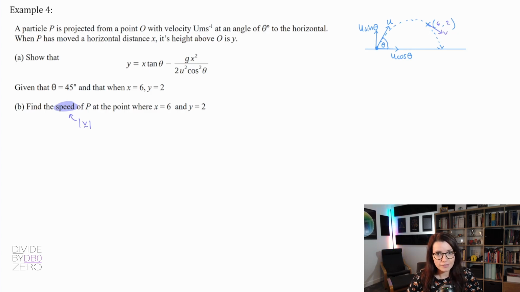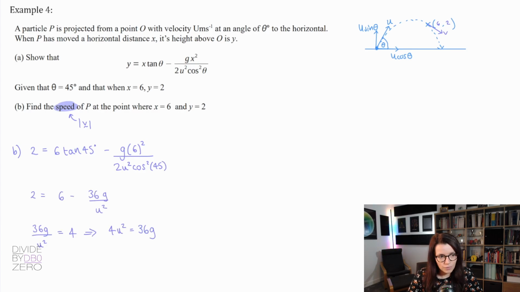Now, before we can find v, we should probably work out u using the equation from part A. So let's sub in all the values we're given into that first equation. So that's going to look like 2 equals 6 tan 45 minus g times 6 squared over 2u squared cos squared 45. If you tidy this up a bit, you get this. You can then rearrange it, work out that u squared is 9g, means u is going to be plus or minus 3 root g. We're going to take the positive version, because when we worked this out in part A, we took up to be positive, as per the diagram.